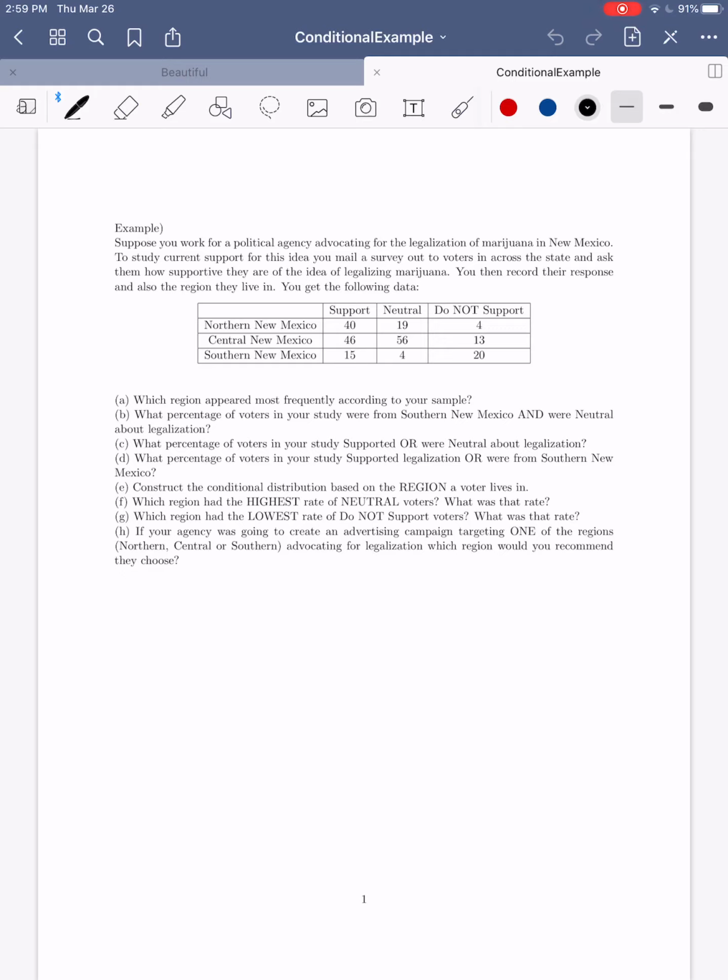So for this example, we're going to suppose you work for a political agency advocating for the legalization of marijuana in New Mexico. To study the current support for this idea, you mail out a survey to voters across the state and ask them how supportive they are of legalizing marijuana. Then you record their response and also the region they live in. We've divided New Mexico into three main regions. Some of the people were in northern New Mexico, some were classified as being in central New Mexico, and some were in southern New Mexico. And in terms of their feelings about legalizing marijuana, some of them supported it, some of them were neutral, and some of them did not support it.